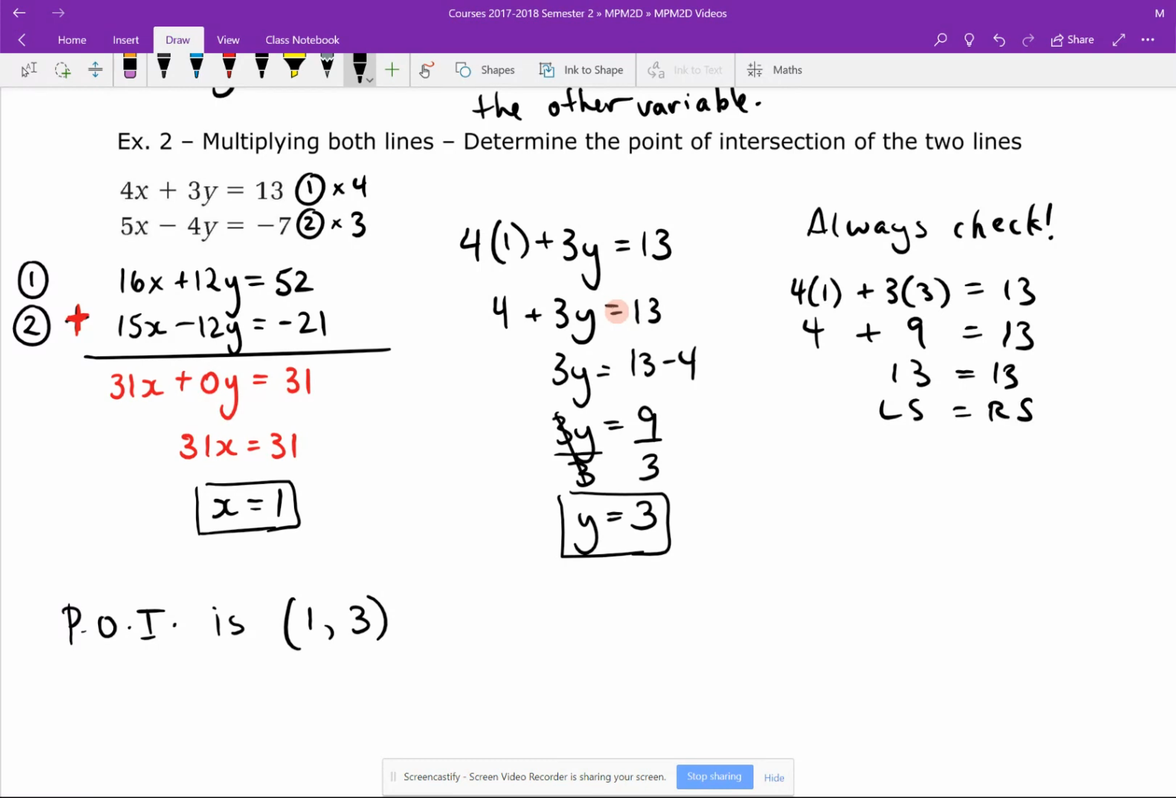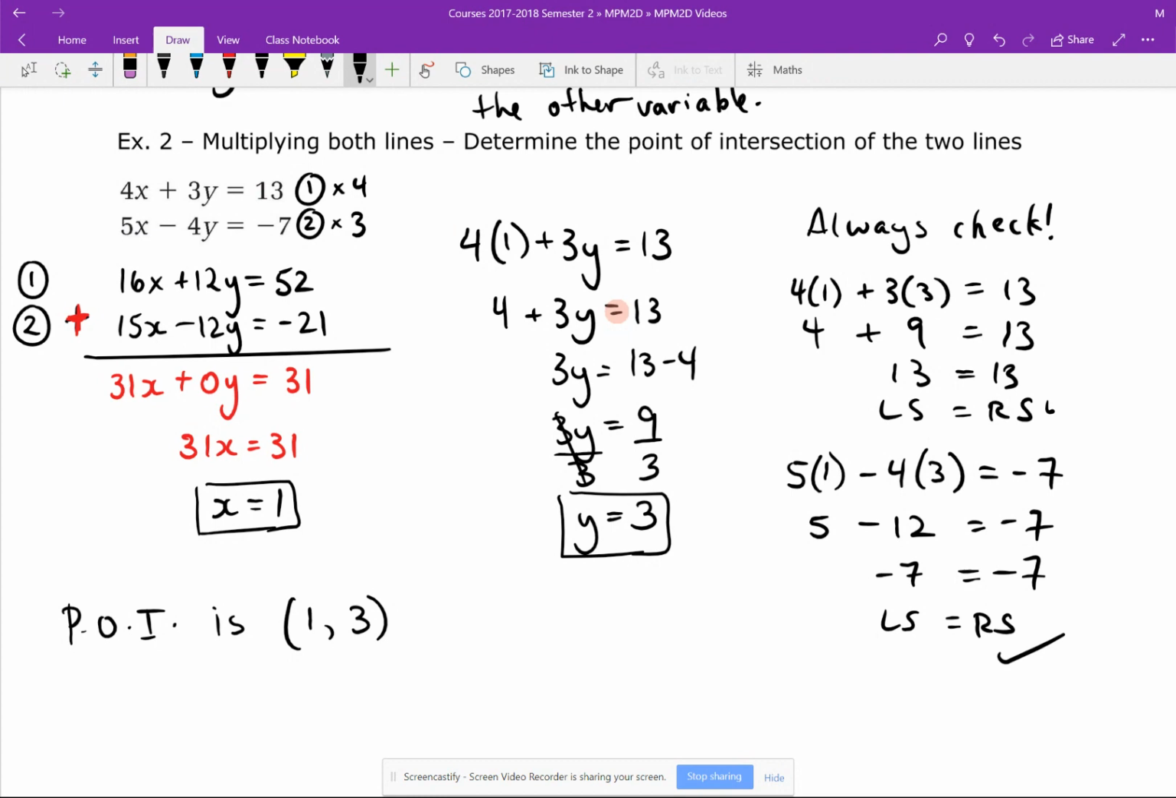Good. And if I check the other equation, 5x, so 5 times 1 minus 4 times y, so 4 times 3 equals negative 7. 5 times 1 is 5. 4 times 3 is 12. And there's my right side. 5 minus 12 is negative 7, which is equal to the right side. Left side equals right side. So I've just checked. My answer is correct.